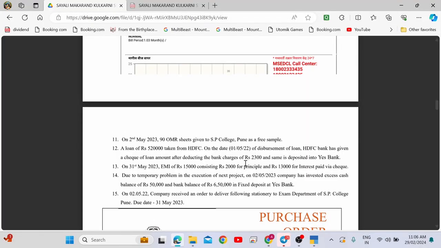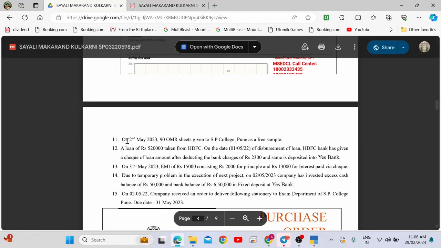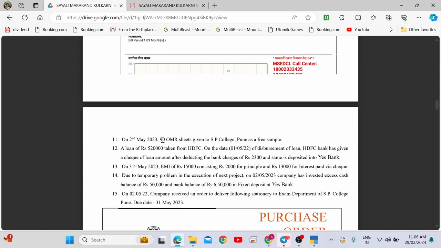Now we'll start with the 11th one. On the 2nd May 2023, OMR sheets given to SP College Pune as a free sample. Okay, this might be a new entry for you. You must have passed this entry in 11th standard. Goods distributed as free sample. If you are the reseller, then this would be simple. If this is for a manufacturer, then this could be difficult also. Whatever we have purchased, we are giving that as a free sample.